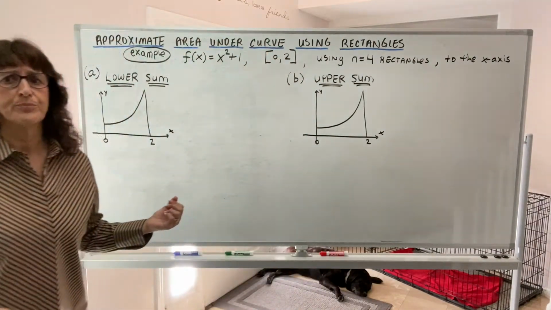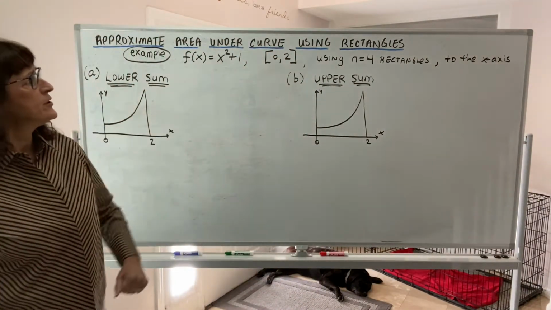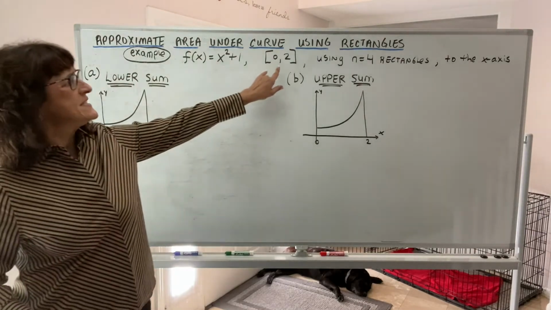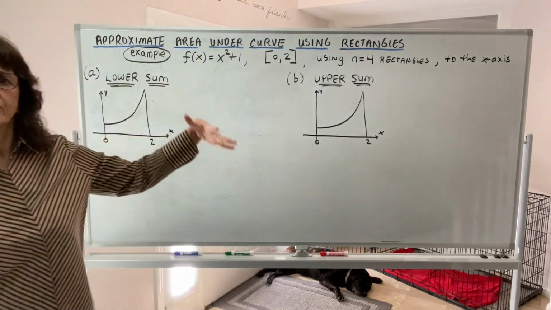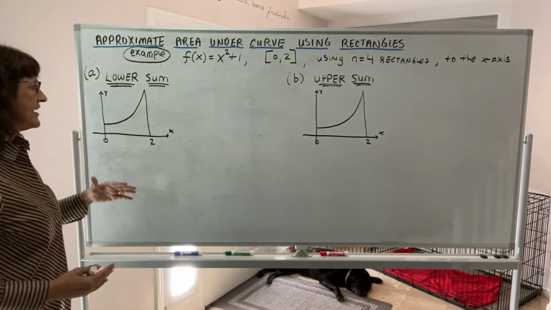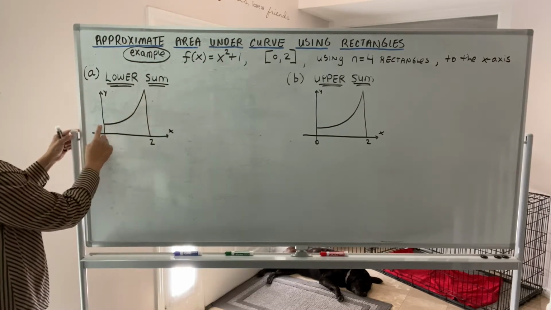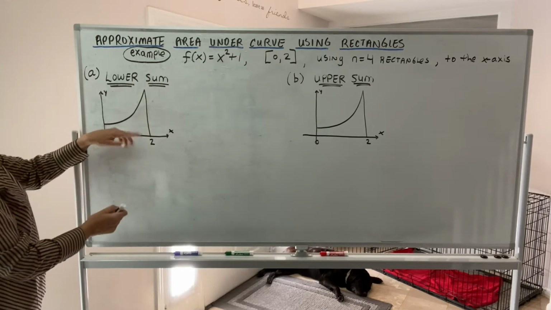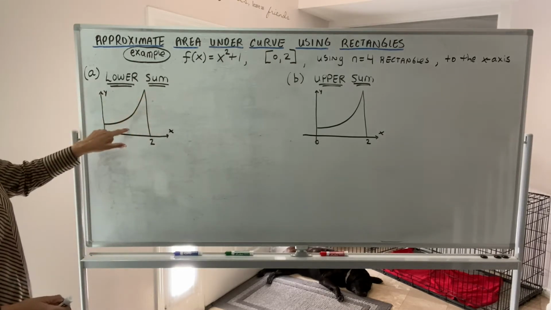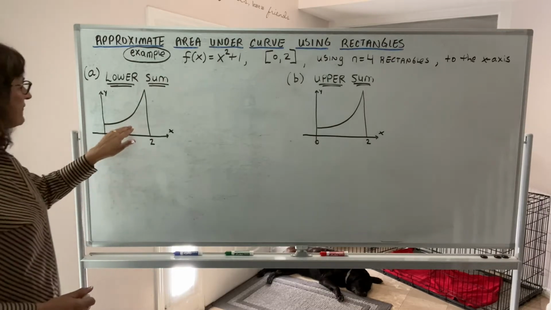We're going to take a look at this parabola here. The function is x squared plus 1. Our interval is from 0 to 2, we're going to use 4 rectangles, and we're just going to compute the area to the x-axis. So we have the function y equals x squared plus 1. It's this parabola here. The interval is 0 to 2 to the x-axis, and you can see the boundaries here form a closed region. We want to find the area.